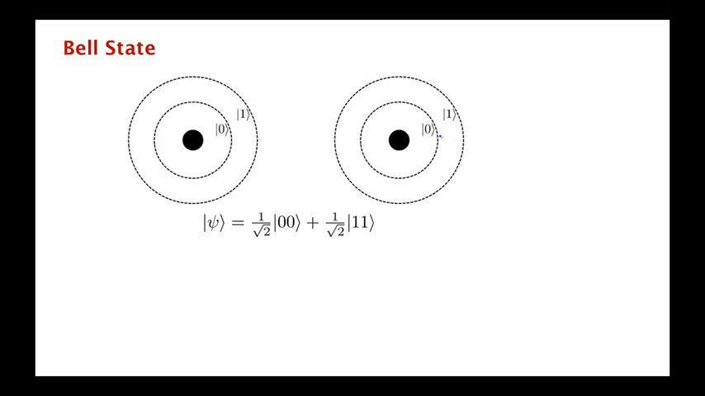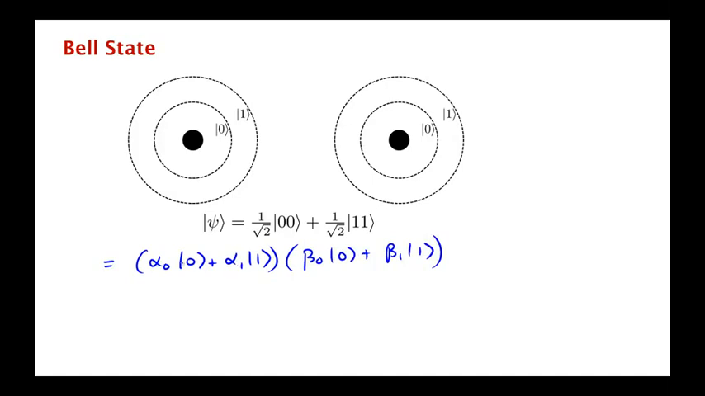So why is that? Well, let's try to factorize this. Let's try to write this as alpha 0, 0 plus alpha 1, 1, times beta 0, 0 plus beta 1, 1. And let's show that no such complex amplitudes, alpha 0, alpha 1, beta 0, beta 1, exist.